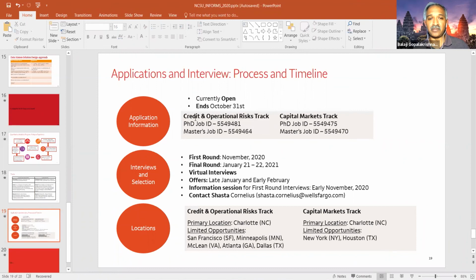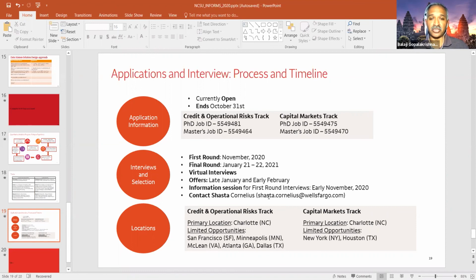So apply for this. If you're a PhD, then use this job code. If you're a master's, use this job code. The first round interviews will start around November 15th, and then we'll have another round the third week of January, and then we'll make decisions by early February. And in terms of visa sponsorship, we sponsor visas only for PhDs. For masters, we do not sponsor visas at this point. So I just wanted to give that information to you.